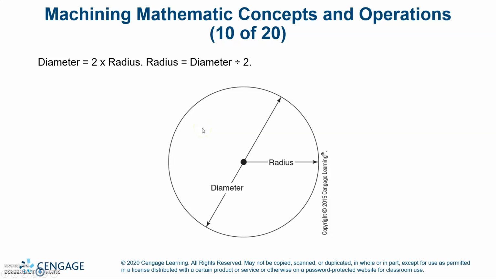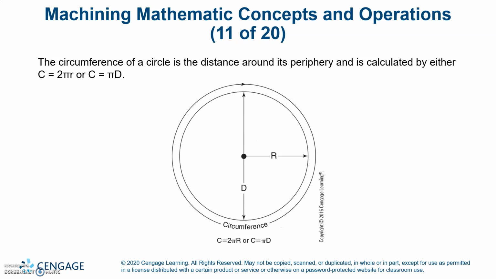Diameter equals 2 times the radius, and radius equals diameter divided by 2. The circumference of a circle is the distance around its periphery and is calculated as either circumference equals 2 pi times radius or circumference equals pi times diameter.